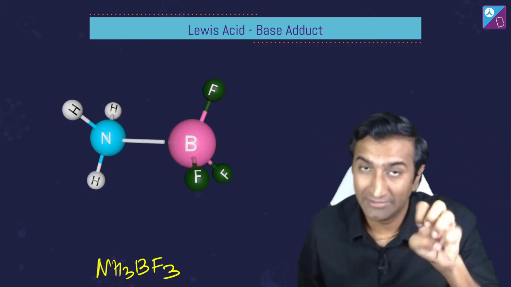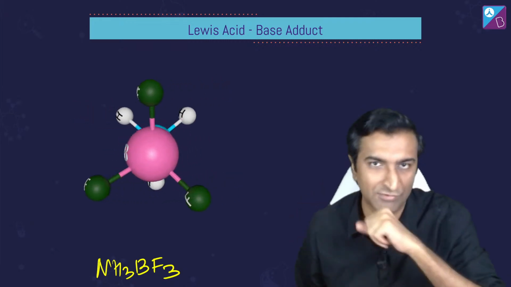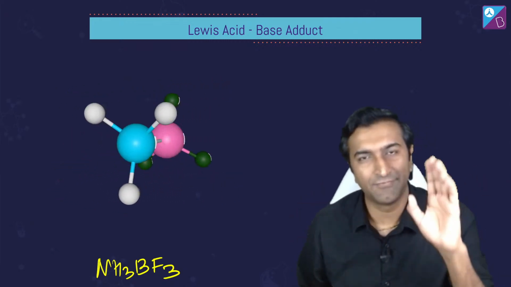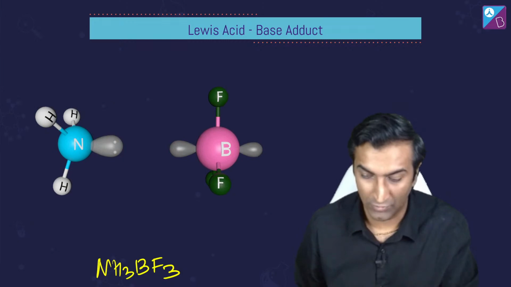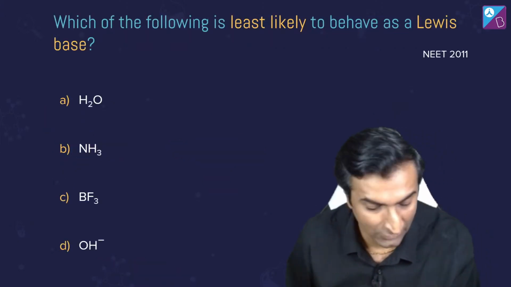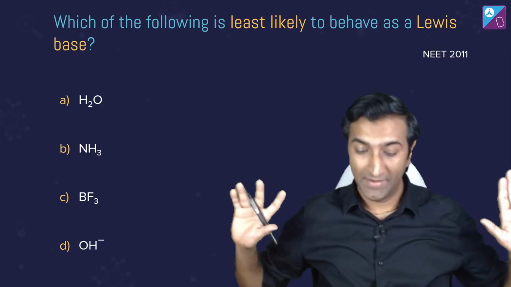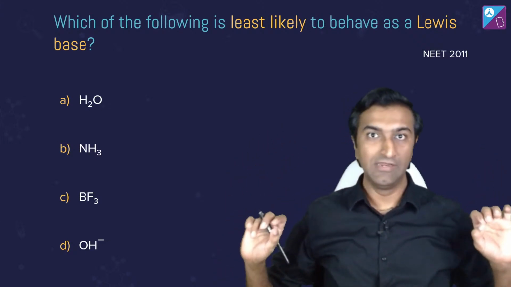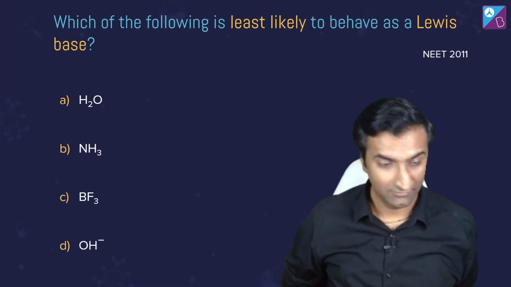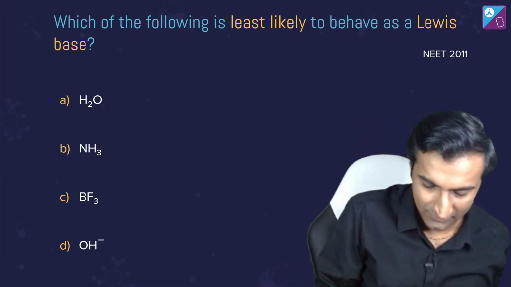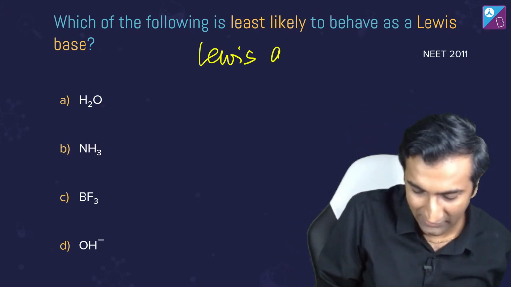मतलब जो second वाली बीच वाली theory थी, right? Mostly everything will be based on that. And we'll borrow a little bit from the first theory as well, which was Arrhenius का H plus and OH minus. एक और सवाल देखते हैं from NEET 2011. Which of the following is least likely to behave as a Lewis base? Least likely. मतलब answer Lewis acid कौन सा है भाई? यही पूछ रहा है.